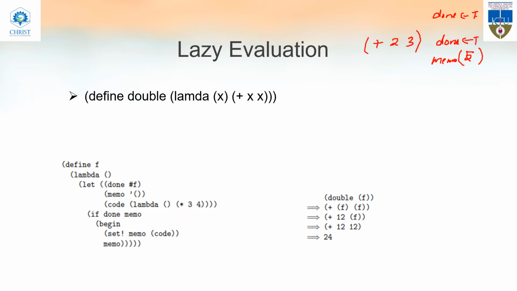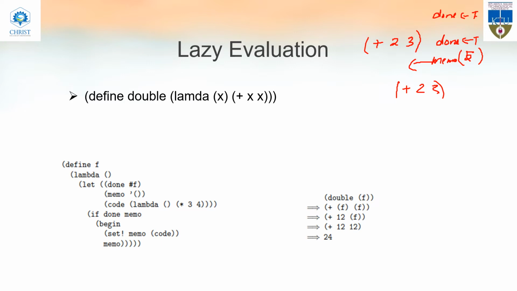When again somewhere in the program I need to execute the same function, that is plus 2 3, then instead of evaluating this, we will check whether done is true or not. Since done is true, that means we have already calculated the same, and the value is stored in memo. So instead of calculating this, the function will return the value stored in memo. So we can reduce the evaluation time, or the calculation time.